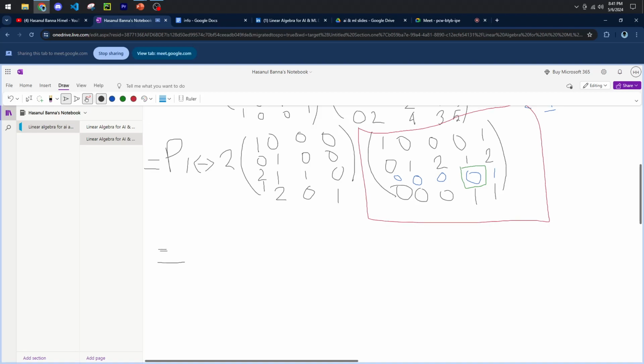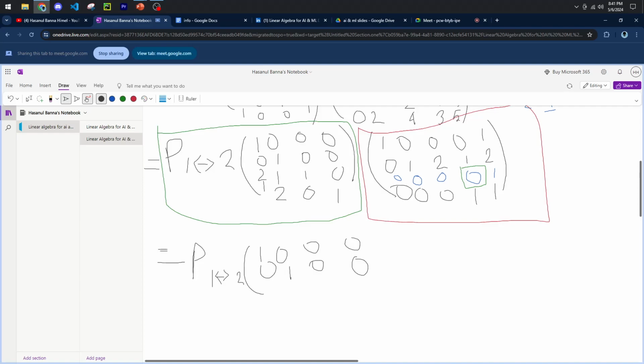So for doing this, this part will remain the same. Let's write this part, our P: 1 0 0 0, 0 1 0 0, 2 1 1 0 and 1 2 0 1.